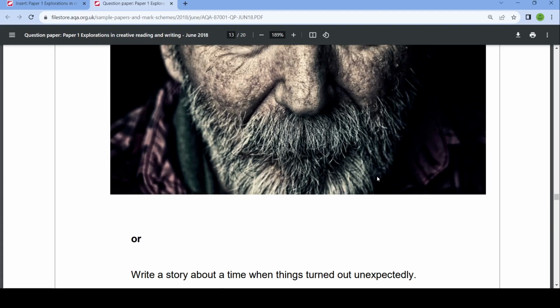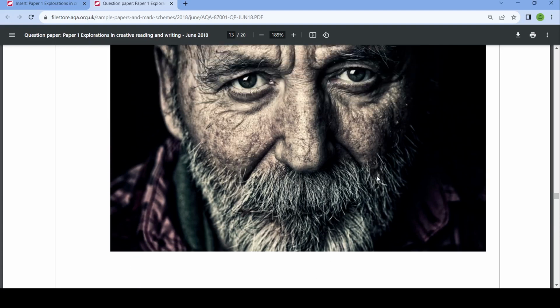So, for example, in this case, if you were to do a description, as long as it was a description about some kind of a face, that would be fine. If you came up and started describing some kind of a mountain scene that you had practiced in class, then you wouldn't get any marks.